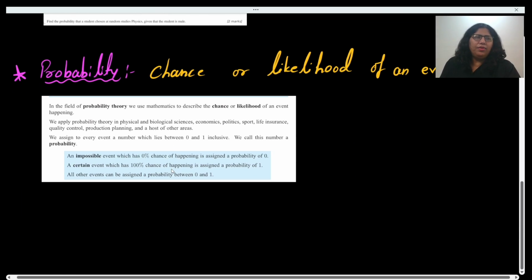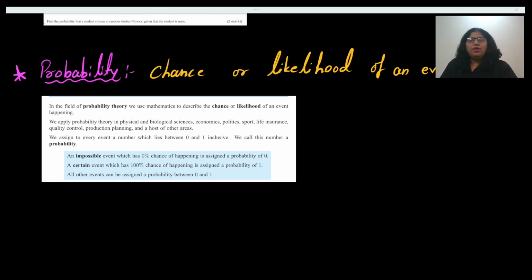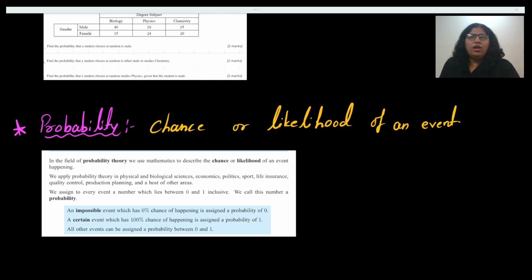So let us start with probability. Whenever we talk about probability, you have learned it in lower grades also. Probability is nothing but the chance or likelihood of any event. In theory, it is always a chance. We are guessing what the outcomes are going to be. Probability always lies between 0 and 1. The minimum value can be 0, and the maximum value can be 1.